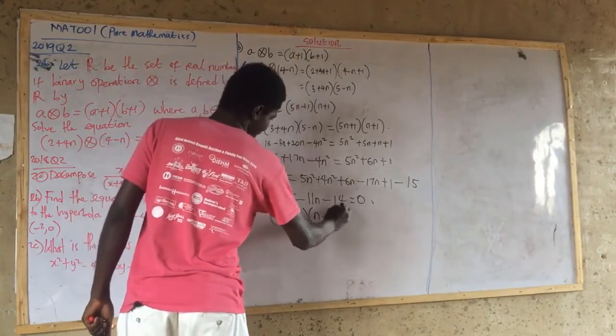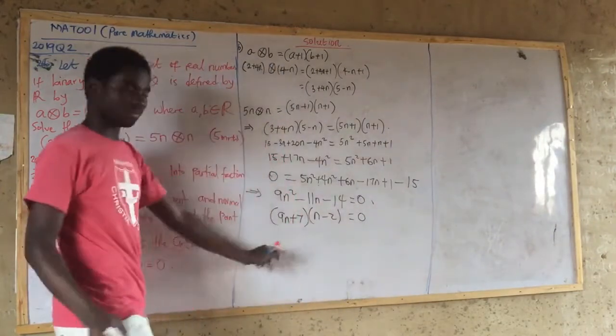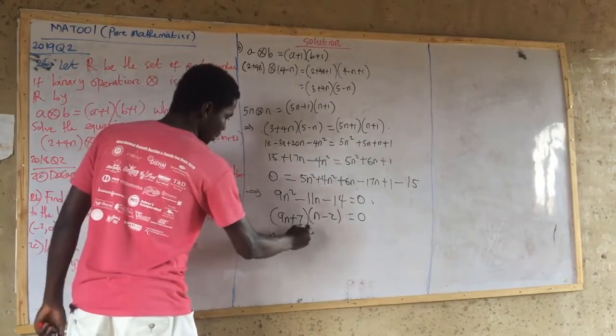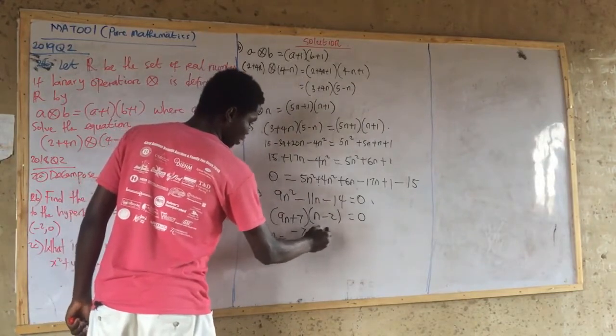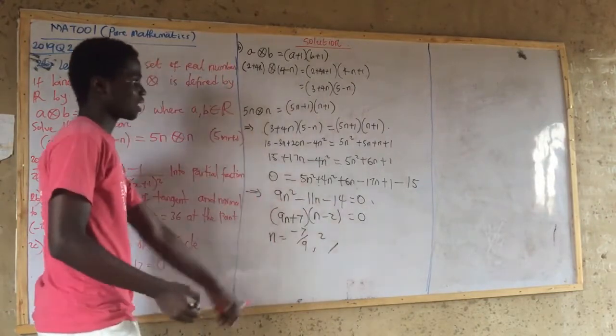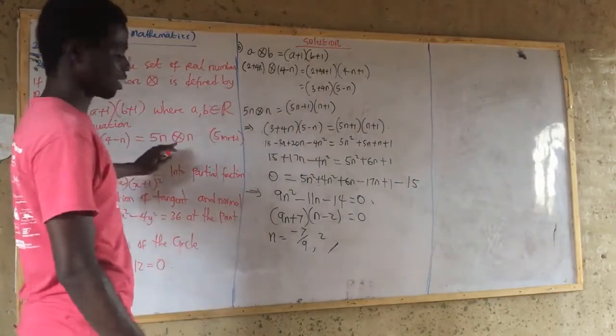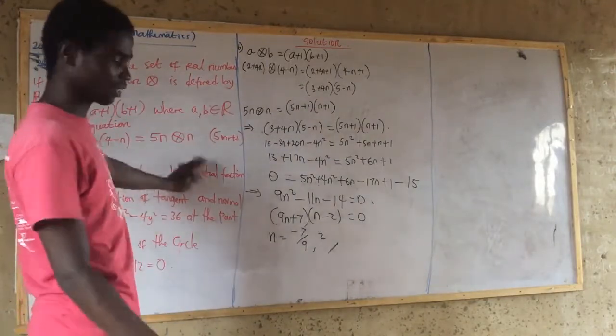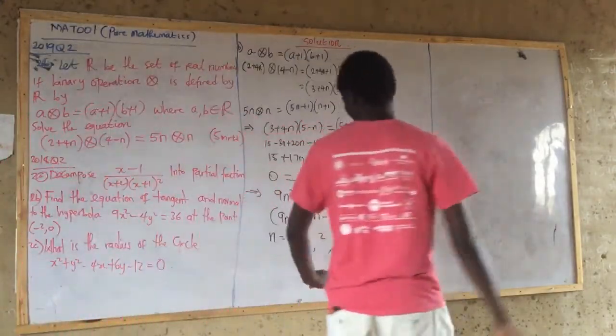Then I think I have n minus 2 equals 0. So to solve this one, n will become minus 7 over 9 and 2. That is the two answers you have for this case. You know, they say to solve this equation. So n is minus 7 over 9 or 2.